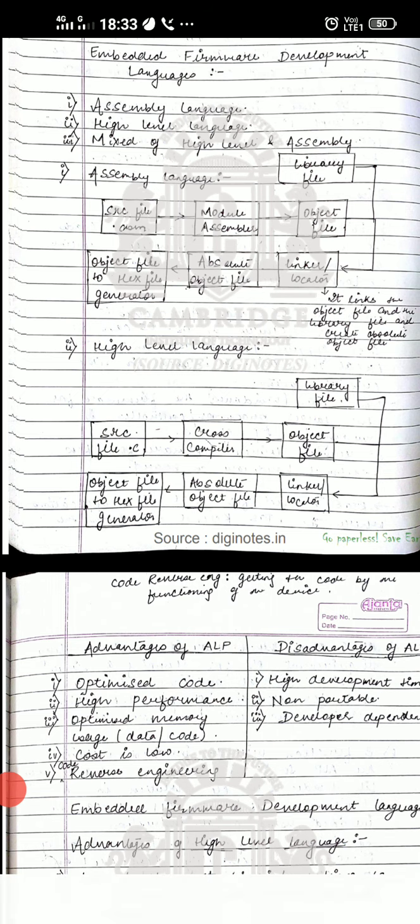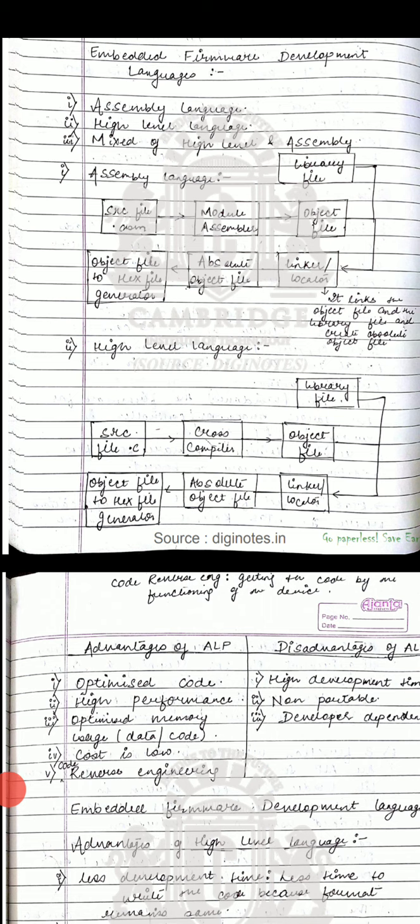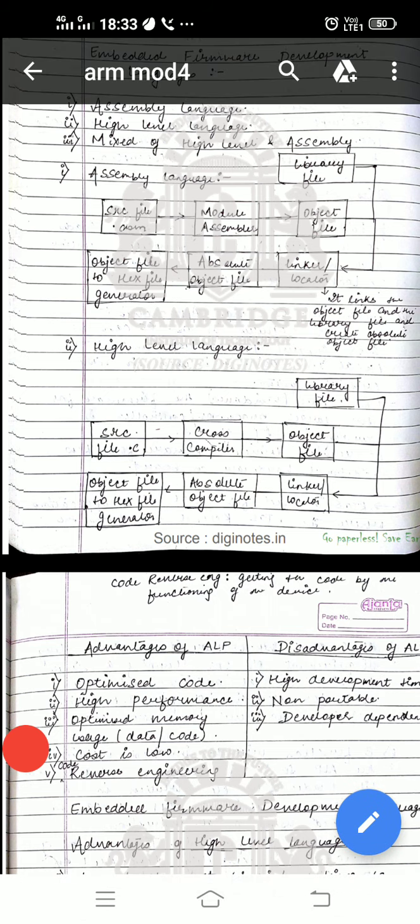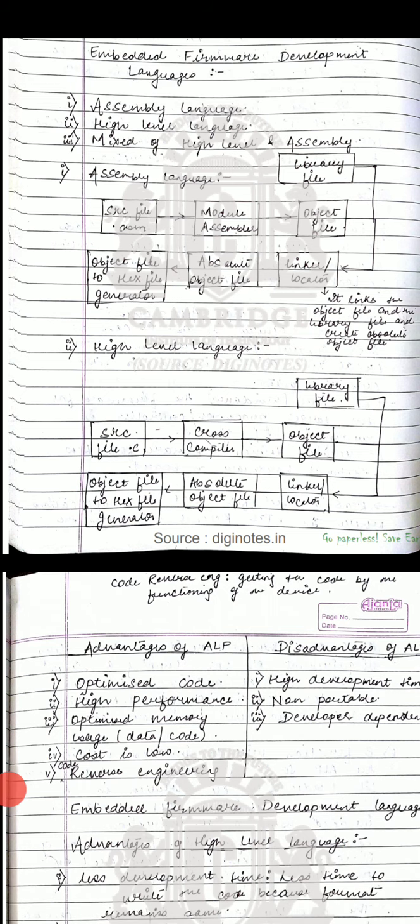And the linker links the object file and the library file and makes them into the absolute object file. The last block in assembly language is the object file to hex file converter, or generator, which converts the object file into a hex file.